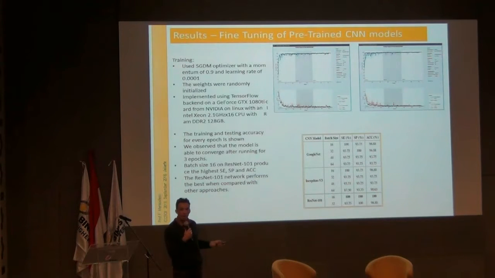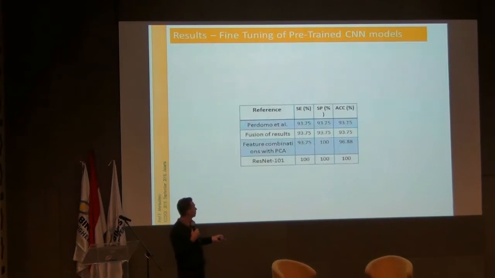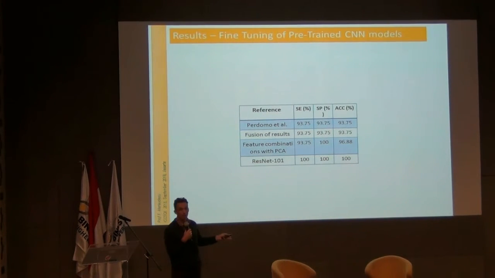So whenever we were getting 80% 5 years ago with nice features, now at least on this data set we reach 100%. Okay? So that's the final result. So Perdomo et al., it's us building the OCT net, and this is what we get with transfer learning and everything. And we are not surprised because we went further.